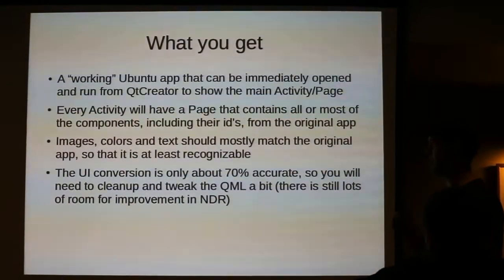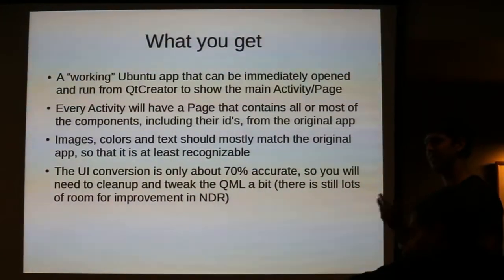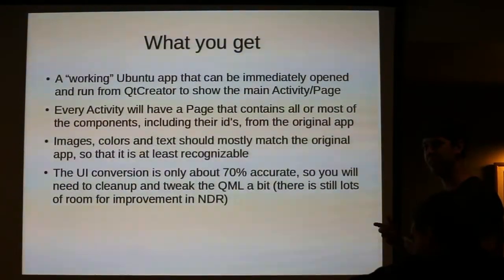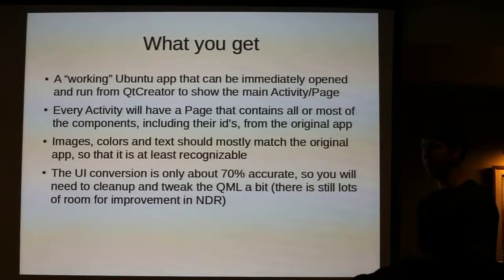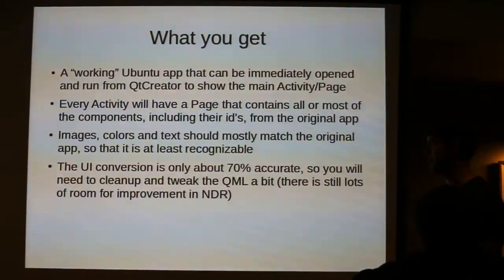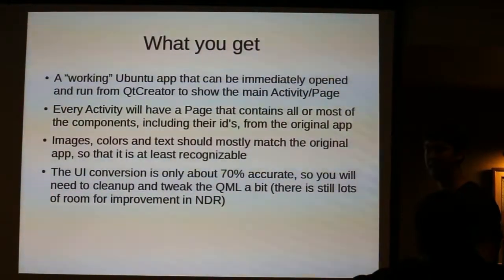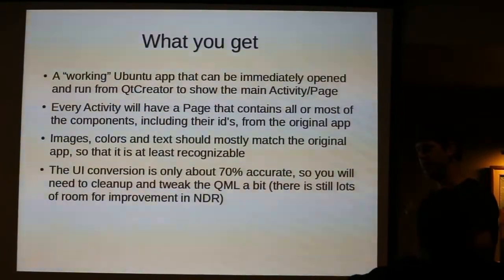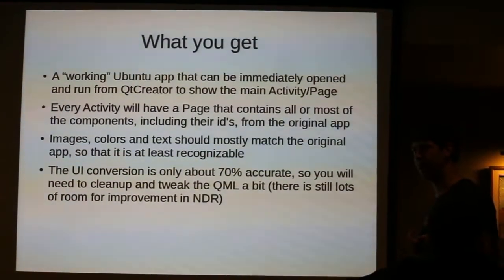All of the images, the colors, the text should mostly match the original. If your app does a lot of dynamically changing those things in Java, it can't pick that up because it's just scanning the static layout definitions. The UI conversion is about 70% accurate. You'll get QML equivalents for just about all of the components that are in your Android apps.